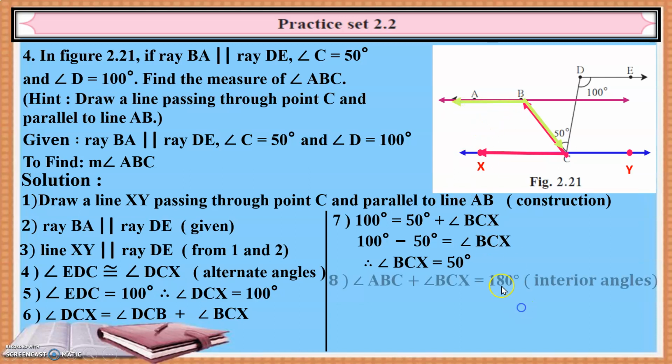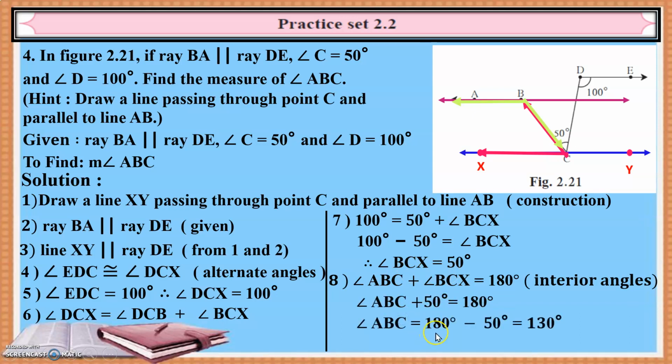What is the name of this green angle? It is angle ABC. So angle ABC plus angle BCX equals 180 degrees. They are interior angles. So now we will substitute BCX as 50 and get the value of ABC as 180 minus 50 equal to 130.